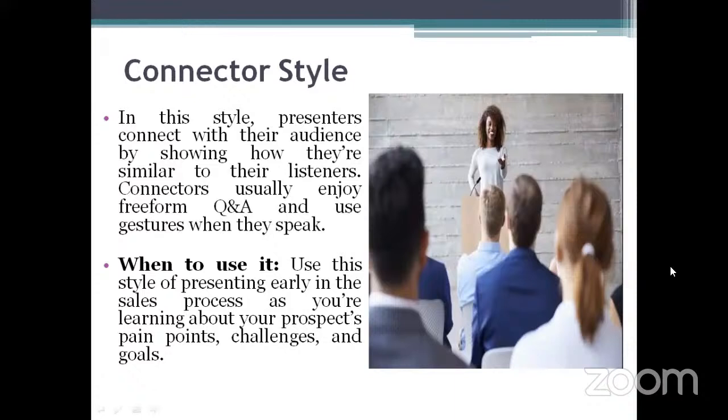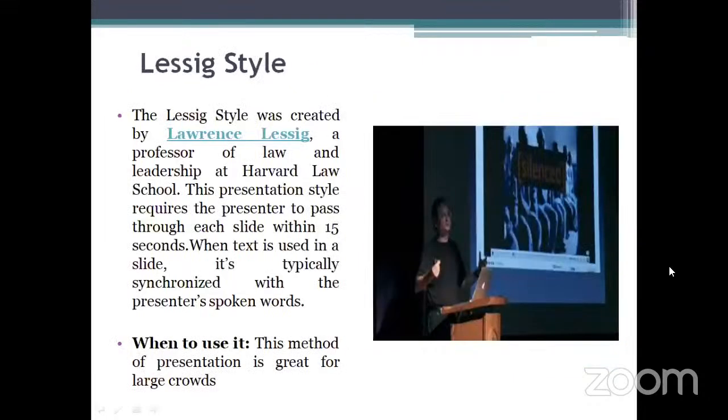And also the dialogue is now not a one-sided presentation. The second style we are trying to present is what we call the Lessig style. The Lessig style was created by Professor Lawrence Lessig, a professor of law and leadership at Harvard Law School.